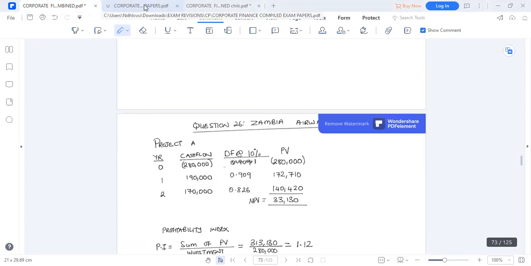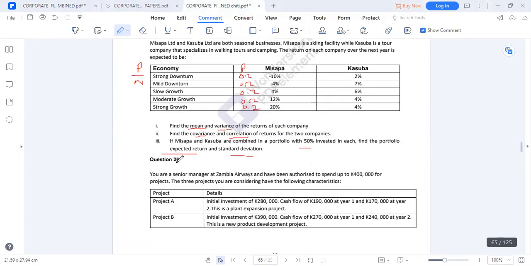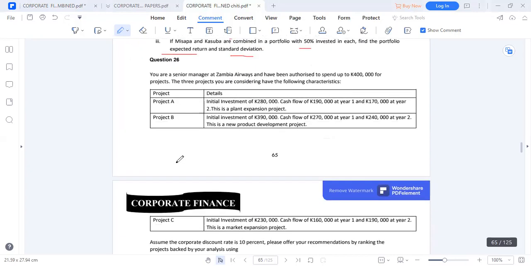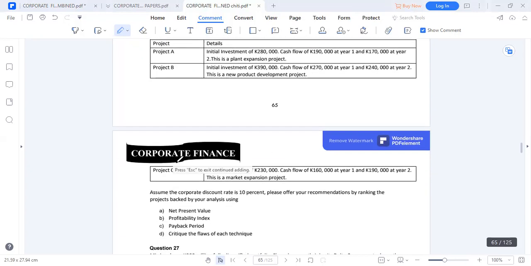Question number 26, those who got the pamphlet, this is a different one because there are many questions. So I've done a number of pamphlets, so there are more than 5.